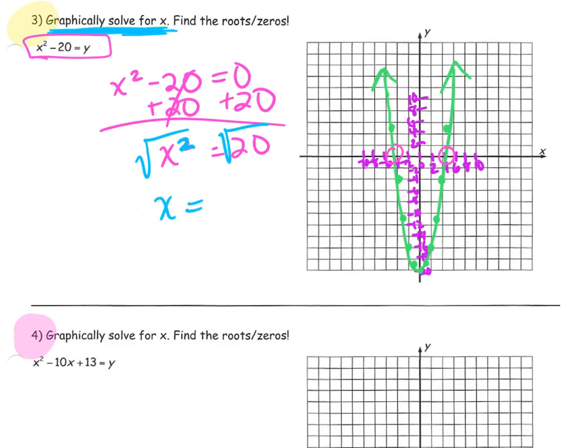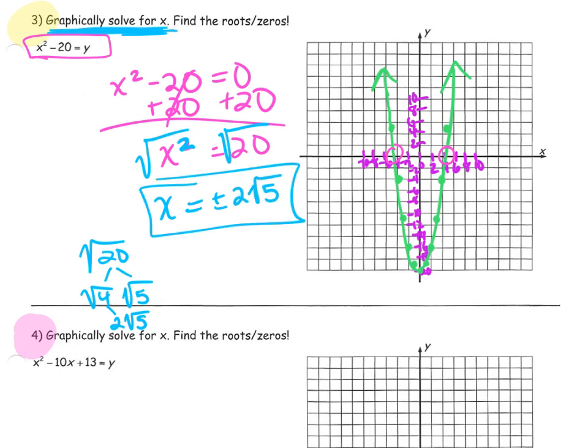Remember, when you square root both sides, we need a plus and minus. The square root of 20, okay, well, we can simplify that into square root of 4 and square root of 5. The square root of 4 is 2, and the 5 comes along. So my final answer here, guys, is plus or minus 2 radical 5. So this point here is negative 2 rad 5 for x, and this one here is positive 2 radical 5. So those are actually my solutions, okay?